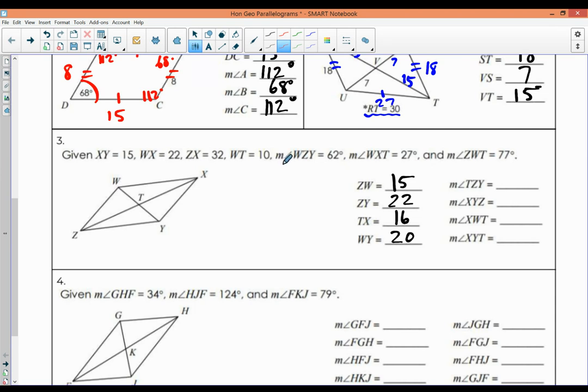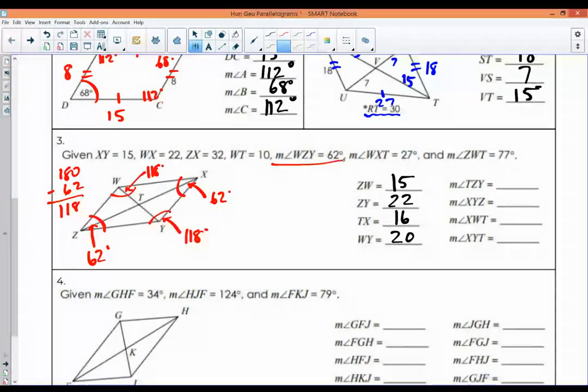So the measure of angle WZY, WZY. So that whole thing, 62 degrees. So we know that this is also 62 degrees. And then we do 180 minus 62, 118. So that's 118, and that's 118. Okay, and that all came from that first information there.